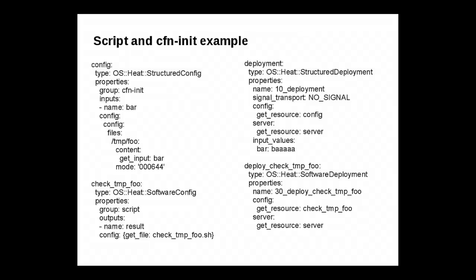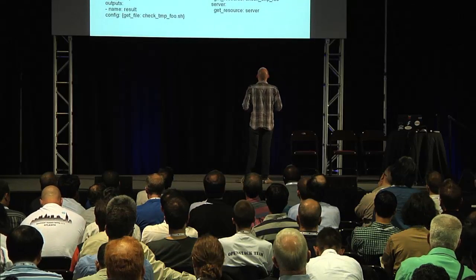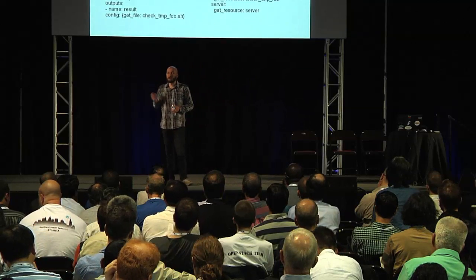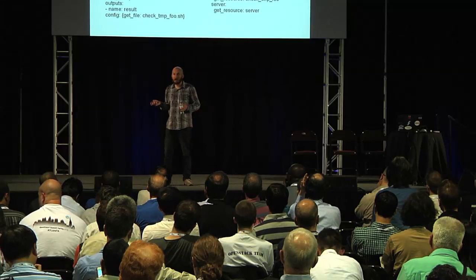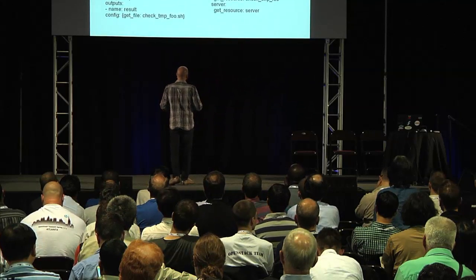And then we've got a get file call here. It's including check temp foo.sh. A couple of other things here. I'm naming this deployment 10 and this deployment 30. That will specify the order they get run on the server, which is related but not identical to the dependency relationship between those resources. And finally, this CFN init deployment says signal transport, no signal. So in this case, I don't really care about waiting for that to finish. I don't want to be notified because CFN init doesn't give any outputs anyway. So that can just go straight to create complete, but this one will stay in progress until it actually receives a signal.